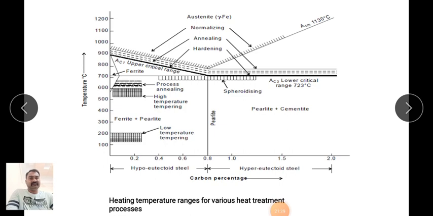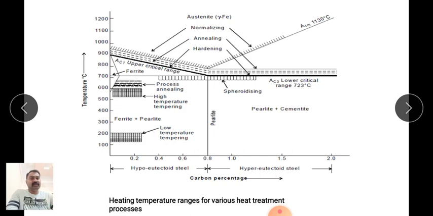Here we can study lower temperature tempering and high temperature tempering. First process is annealing, here we can see normalizing, this hairy structure. Hardening is just above the upper critical temperature. Then process annealing, and this is spheroidizing. This is the annealing process, and here some hairy structure, that is the normalizing process. So the brief introduction of all the heat treatment processes is represented on that iron carbon equilibrium diagram.